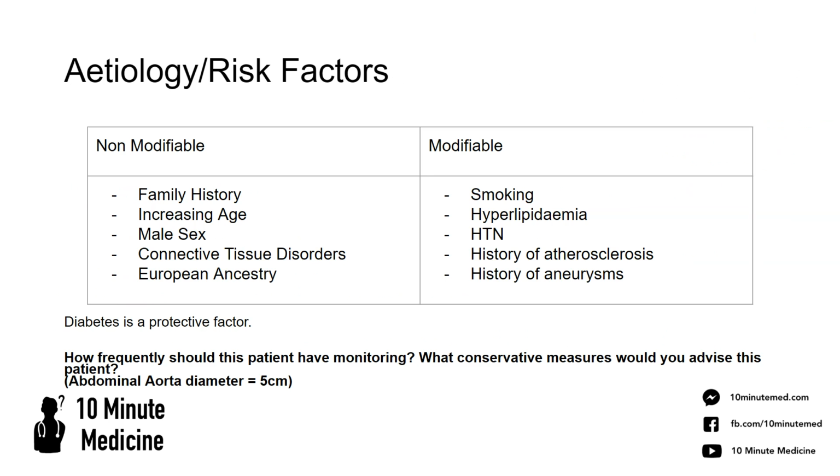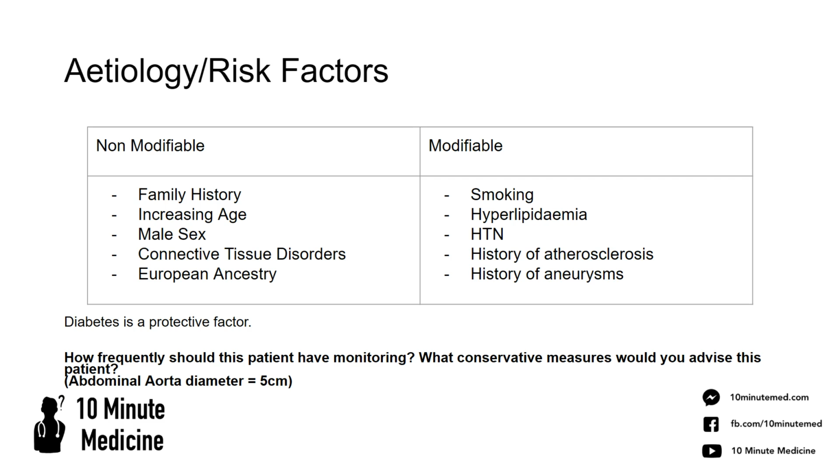In terms of risk factors, I like to split them up into non-modifiable and modifiable risk factors. In terms of modifiable, Mr. Williams has quite a few different risk factors. He's a smoker, he has high lipids, he is hypertensive as well. Patients with a history of atherosclerosis and a history of aneurysms are also at greater risk of AAAs. Modifiable risk factors are important to know, as that might help guide some of the conservative measures you might recommend for patients with AAAs, and just generally for their general health as well.